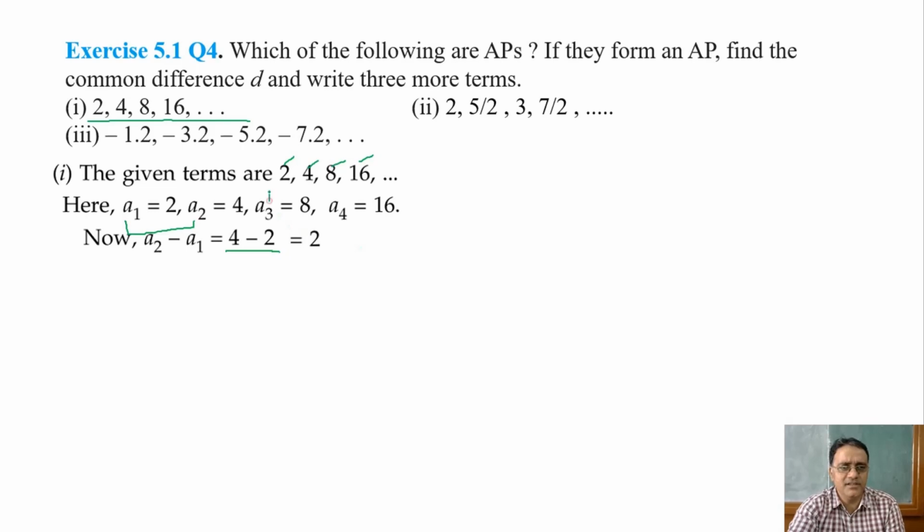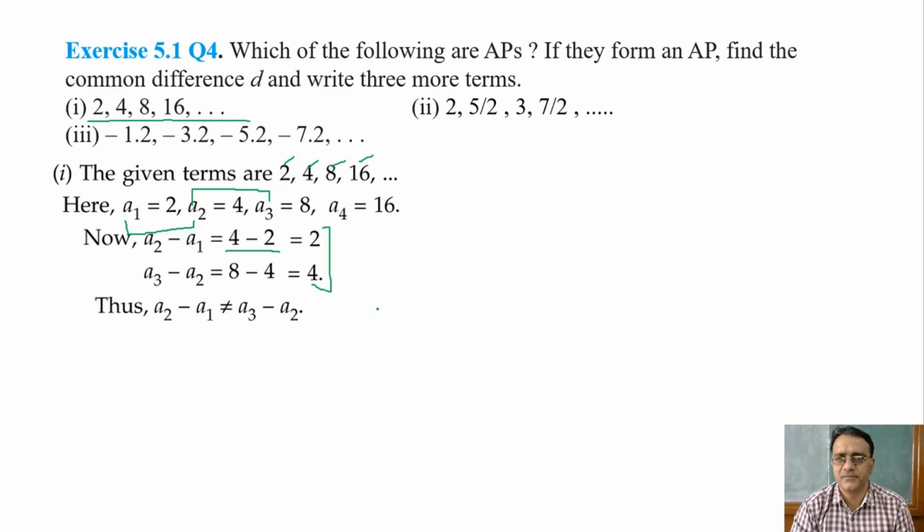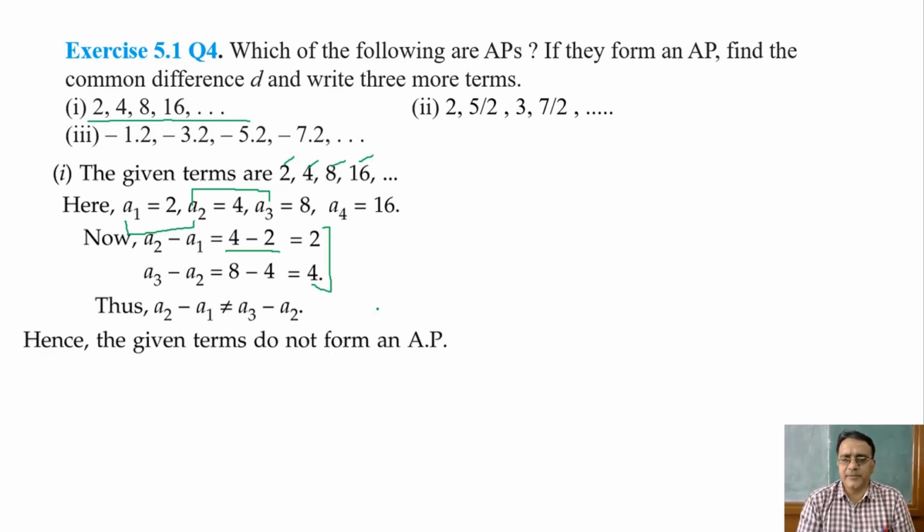And what is A3 minus A2? 4. So यहाँ पर ये दोनों अलग मिल गया. So we will write that these two are not equal to each other. So therefore, it will not form an AP. Any doubt? No, sir. If it will not form an AP, then stop.